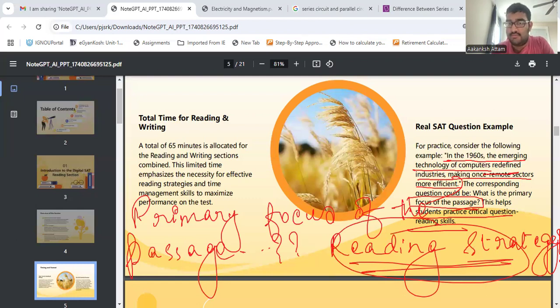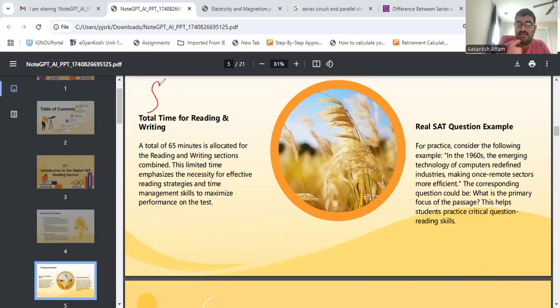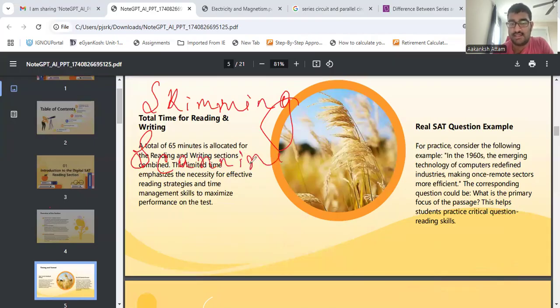Okay, how many types of reading strategies are there? Three types. There's definition within the text, that is context, contextual clue. Don't get confused. Okay, skimming and scanning. Now, what is skimming?